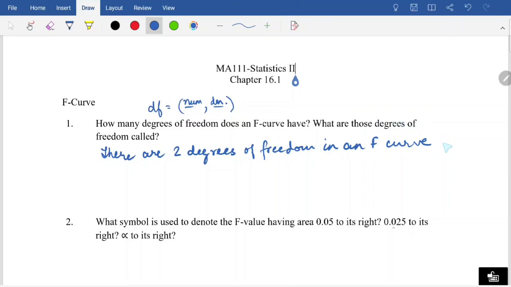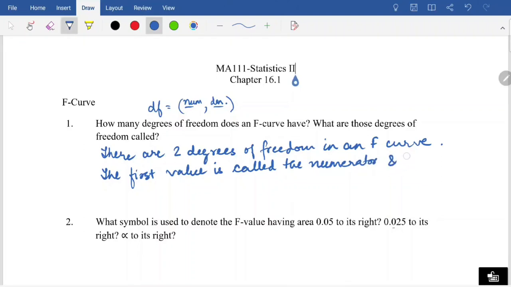What are those degrees of freedom called? The first value is called the numerator value, and the second is the denominator value. Okay, so that's how you would write the answer for the first question.